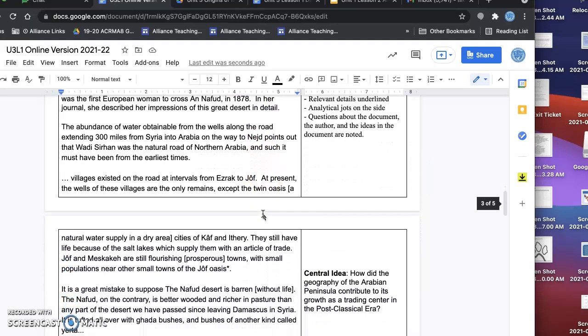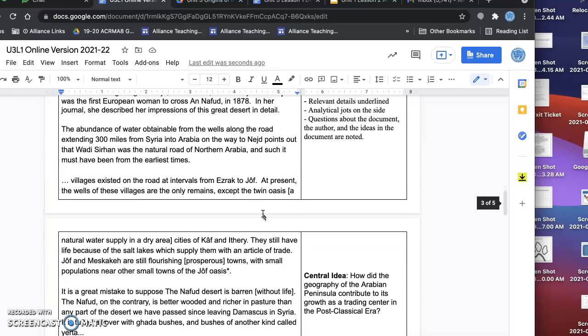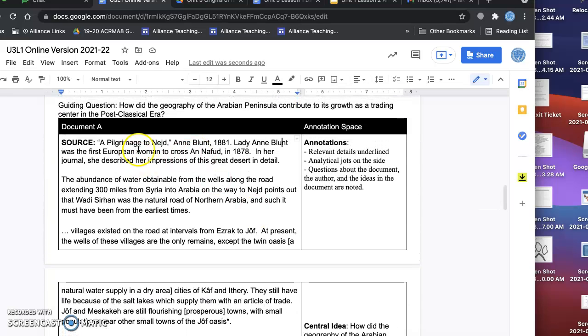All right, so you want to read this section right here. Okay, a pilgrimage to Najd. Anne Blunt, 1881. Lady Anne Blunt was the first European woman to cross An-Nafud in 1878. In her journal, she described her impressions of this great desert in detail. Okay, so that's the source.